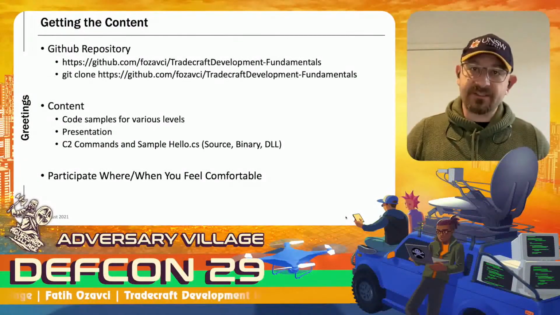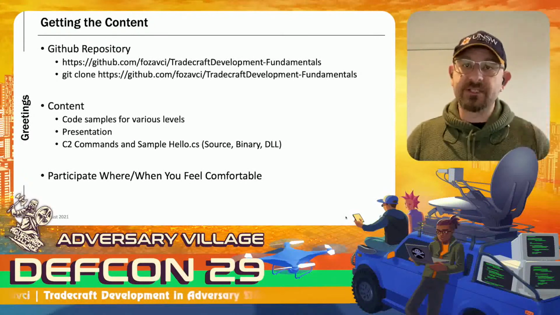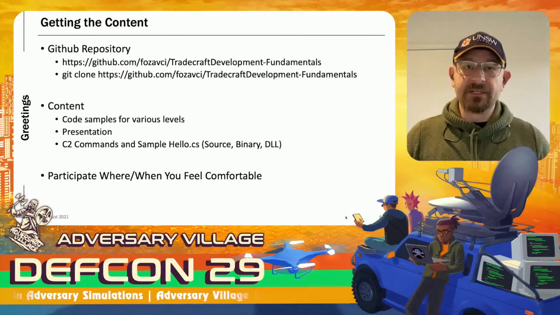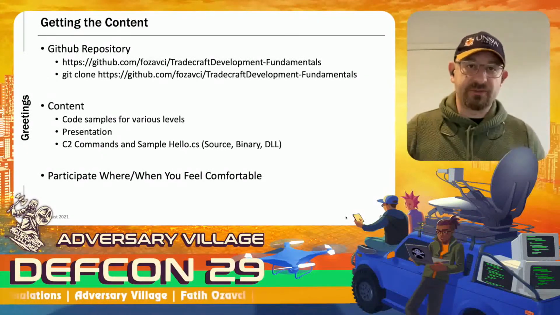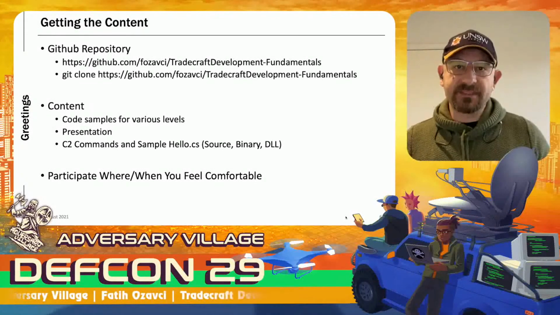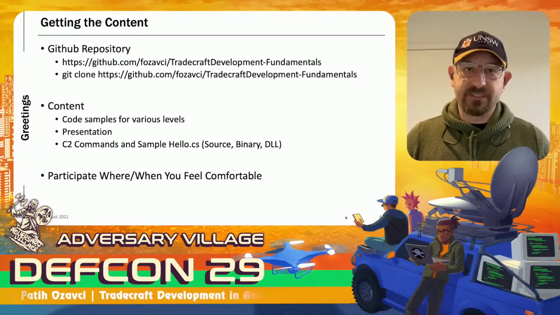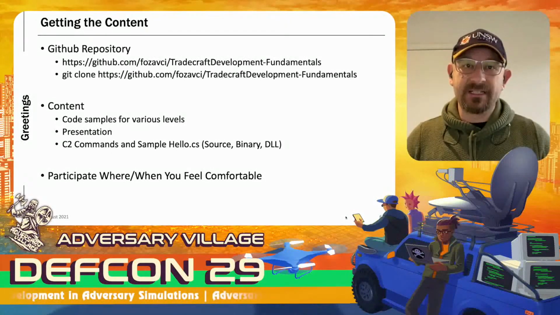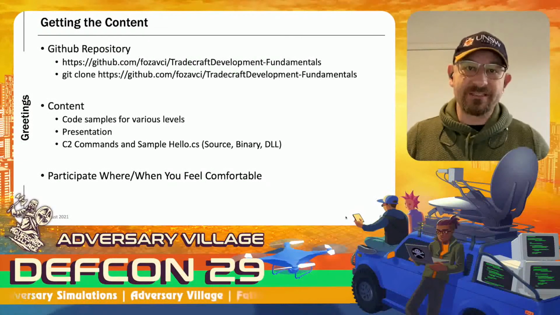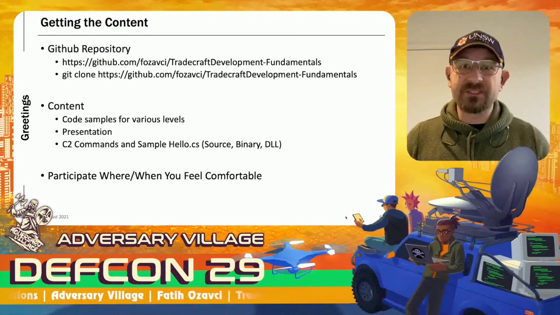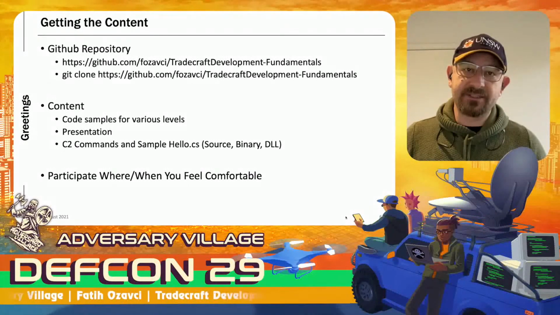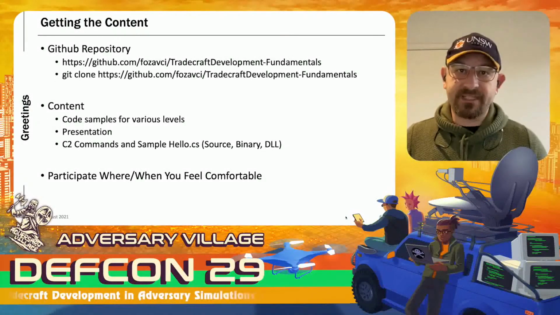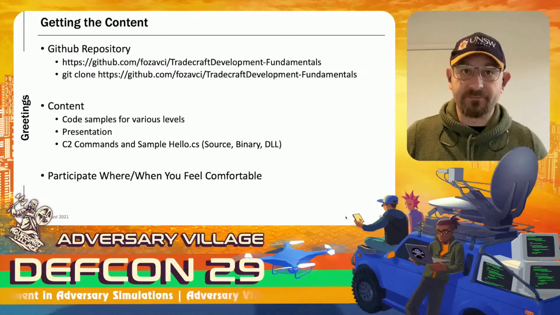If you want to start exercises today, you need to clone a GitHub repository. That is the address of the GitHub repository. You can use git clone to get this repository, compile the tools and work on them. It comes with code examples, as well as the presentation itself. In addition, it has C2 capabilities. For example, there's a text file there, and there's a C# file, an executable. So you can use these functionalities while building your C2 implant, and you can use them as a kind of instruction list. Feel free to participate when necessary or when you feel comfortable.